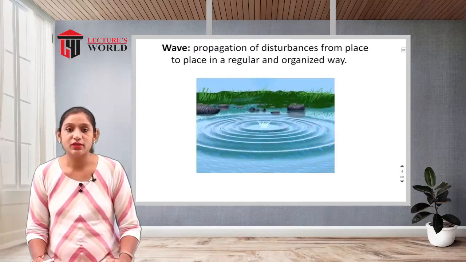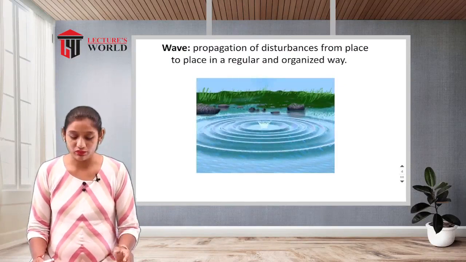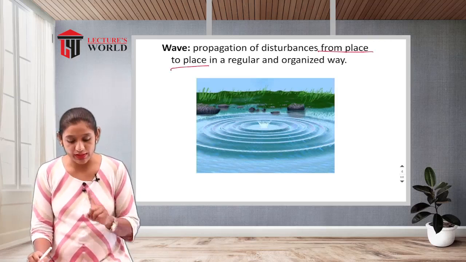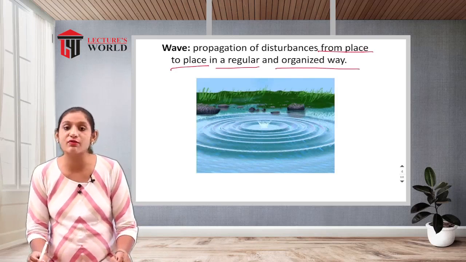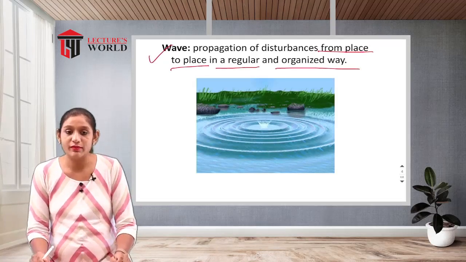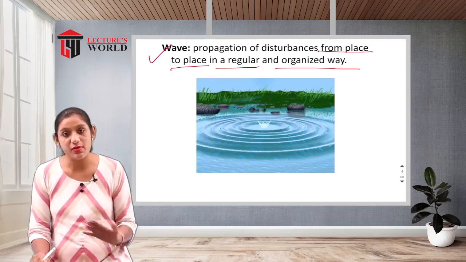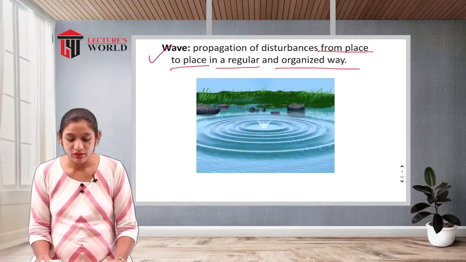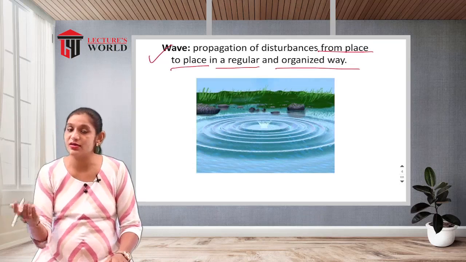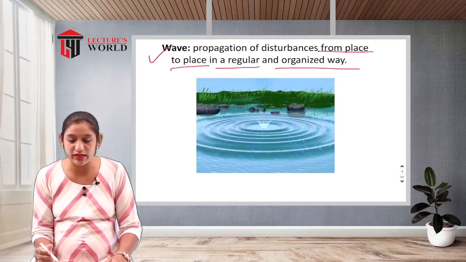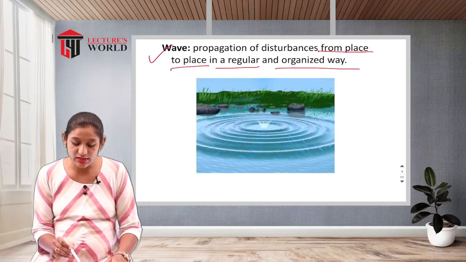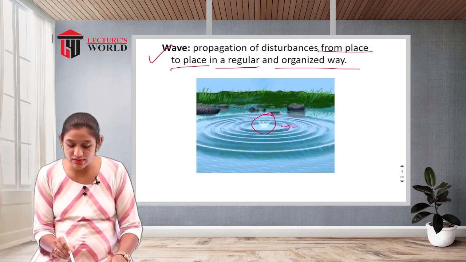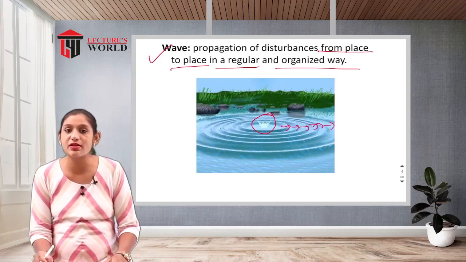Now the wave. What is a wave? It is the propagation of disturbances from place to place in a regular and organized way, evenly. See here, I am showing an animation. Observe: this is a stone I put into still water, and the waves start uniformly. This is called a wave.